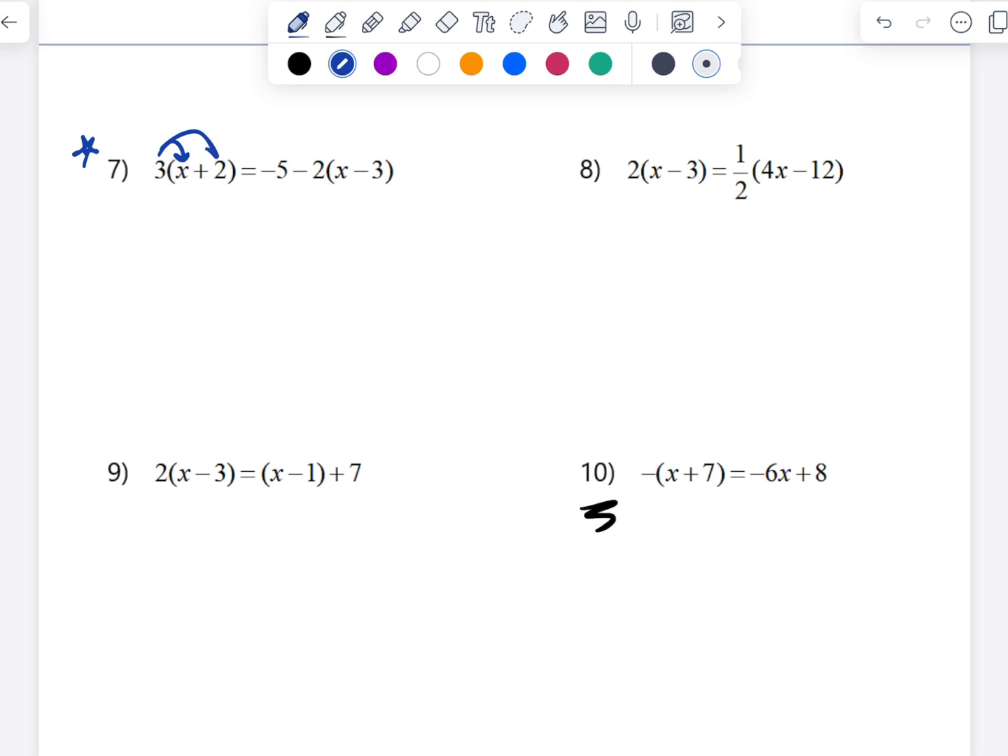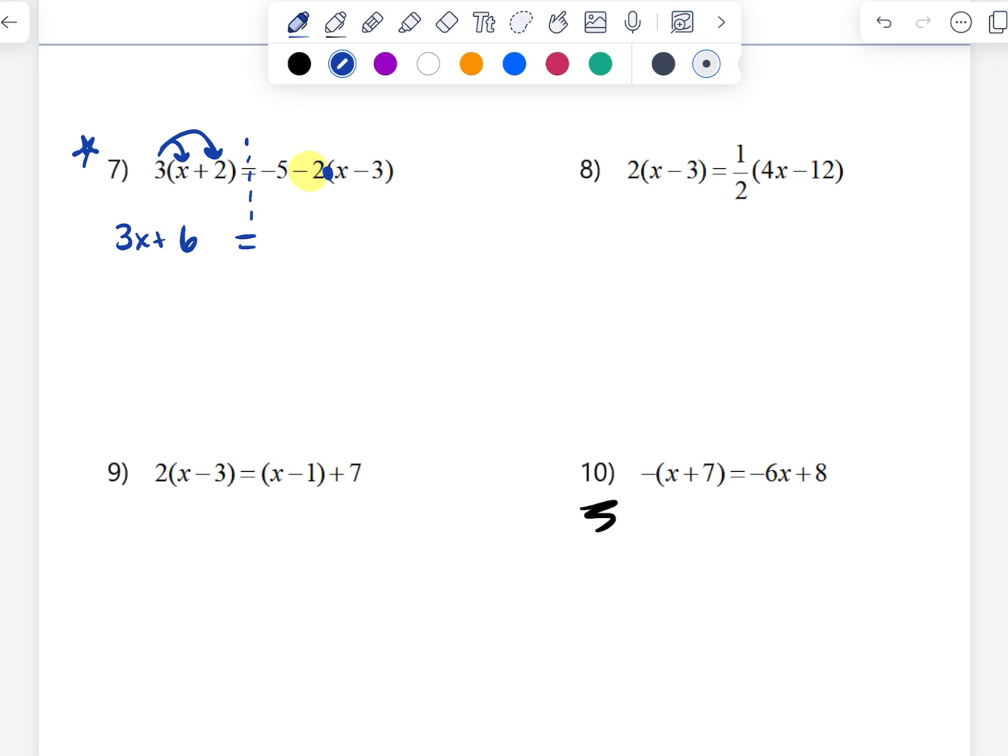3 is going to be distributed, and then we have an equal sign. So that's it. So we get 3x plus 6 equals. Okay, and then this is the part where I get a little worried. I'm going to highlight this number. Negative 2 is attached to the parentheses.